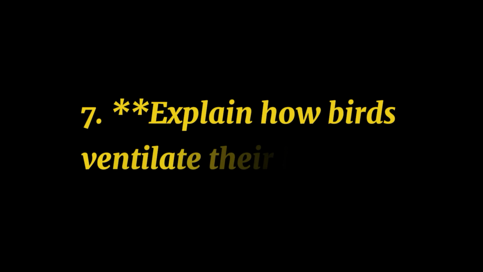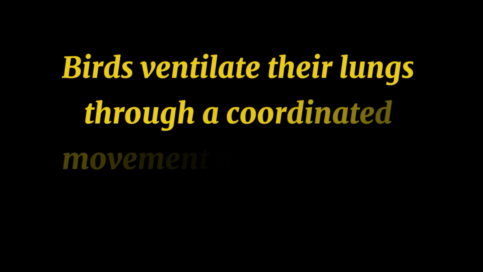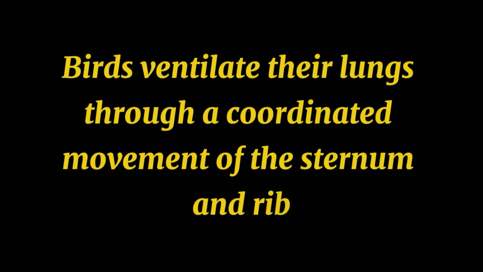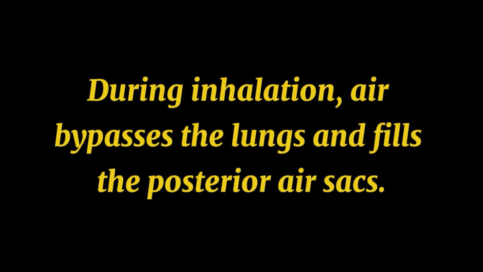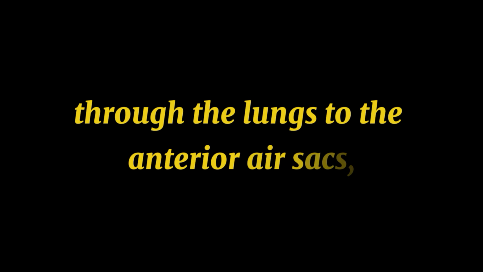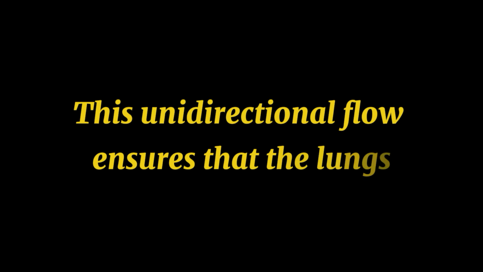7. Explain how birds ventilate their lungs. Answer. Birds ventilate their lungs through a coordinated movement of the sternum and rib cage, along with the action of air sacs. During inhalation, air bypasses the lungs and fills the posterior air sacs. During exhalation, the air moves from the posterior air sacs through the lungs to the anterior air sacs, and then it is expelled. This unidirectional flow ensures that the lungs are constantly supplied with fresh air.